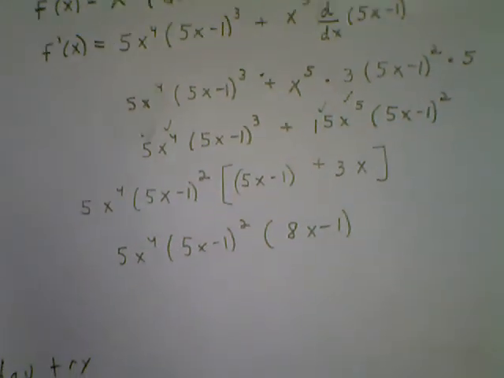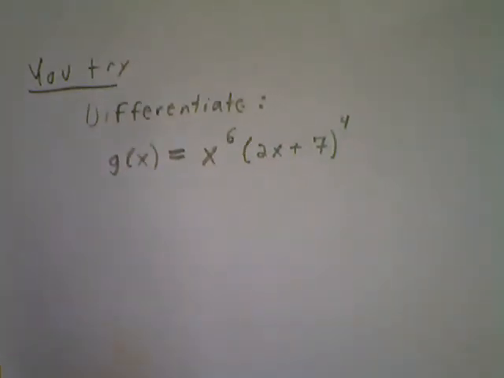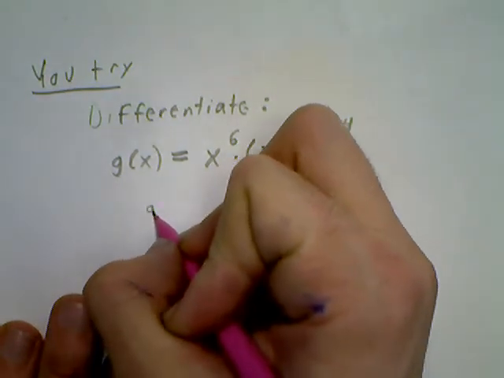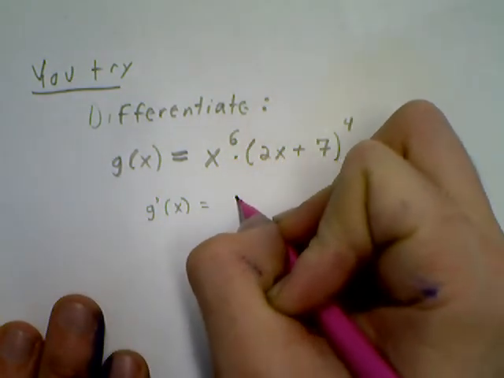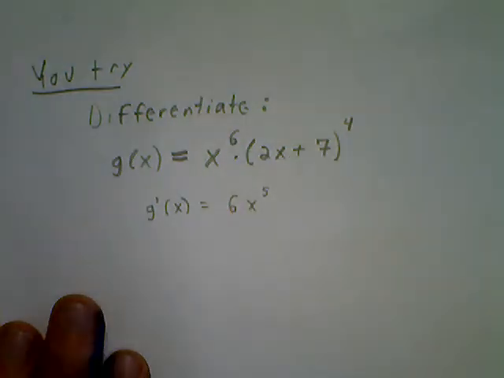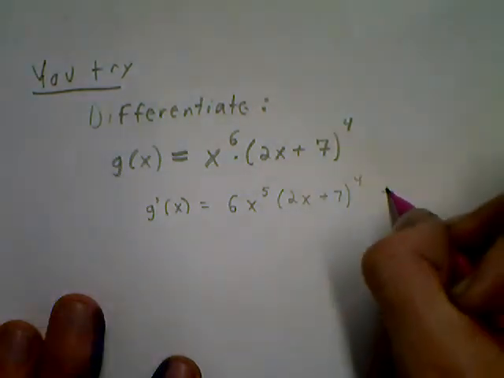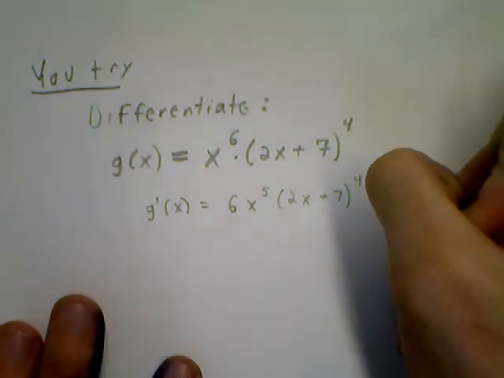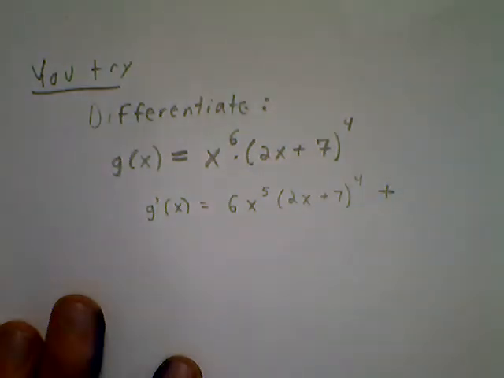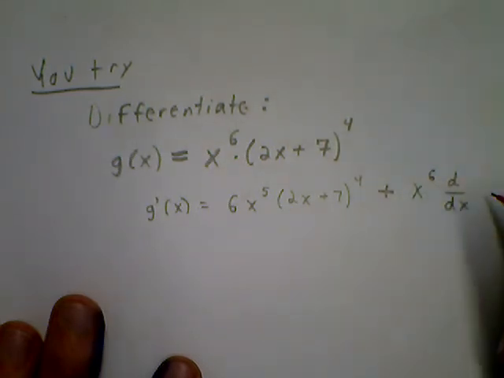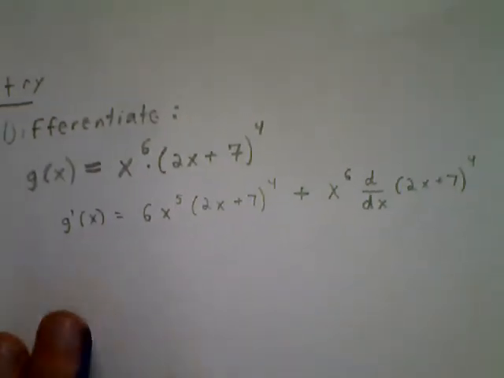All right. Go ahead and pause the video. You're going to try this one. All right, and then I'm going to get started right now. So again, I see I need the product rule. Take the derivative of x to the sixth, then times 2x plus 7 to the fourth, plus x to the sixth times the derivative of 2x plus 7 to the fourth.